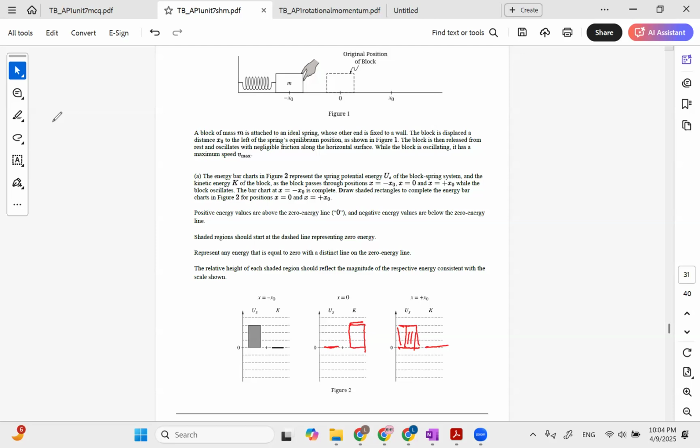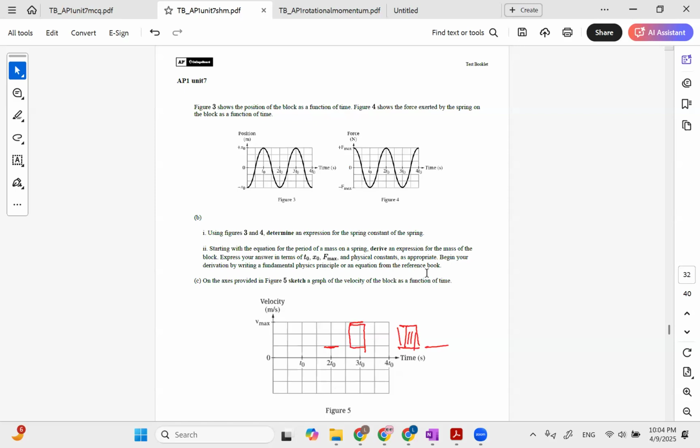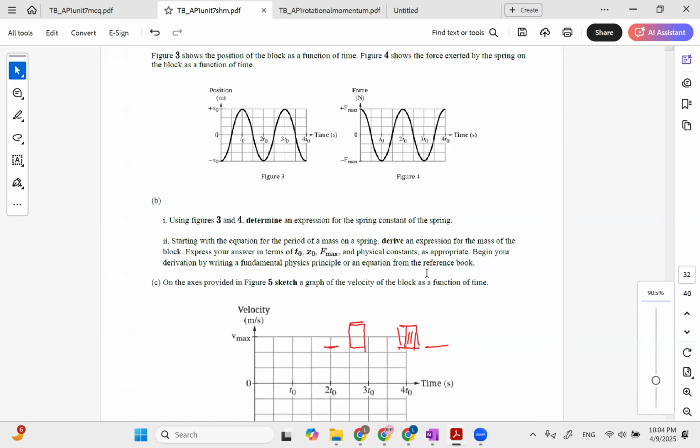This part, using the energy bar or energy graph is the same, right? Now, this one may be a little bit more complicated when you look at it. How do you determine the expression for a spring constant? Bonnie, you can read the question. Using figure 3 and 4, determine an expression for the spring constant of the spring.